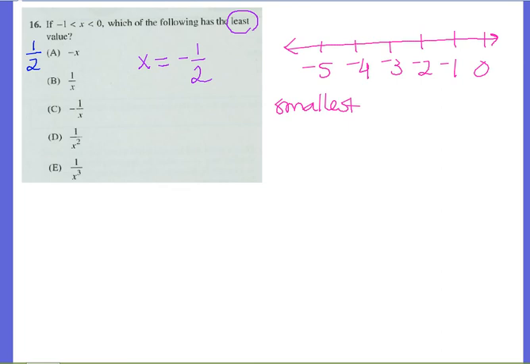Yeah, that's correct. Alright, 1 over x just means reciprocal, so that would be -2. -1 over x would be reciprocal and multiplied by a negative, which would be 2. 1 over x squared would be x squared, but then take the reciprocal of it, so that's 1/4, so that's 4. And then 1 over x cubed would be take x cubed, which would be -1/8. Let me kind of show you that one.